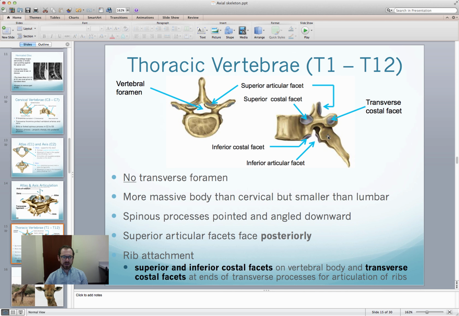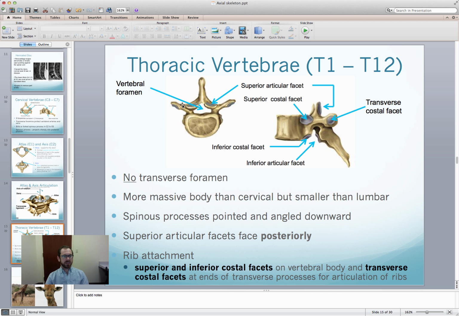The body is relatively more massive than the cervical vertebrae. And let's look at the spinous process here. If we compare that to the cervical vertebrae, we see that this is really sharply pointing inferiorly, much more so than the cervical vertebrae. Now, our superior articular facets, on the cervical vertebrae, they were facing superiorly, but now they're facing sharply posteriorly. So this is another feature that's unique to thoracic vertebrae.